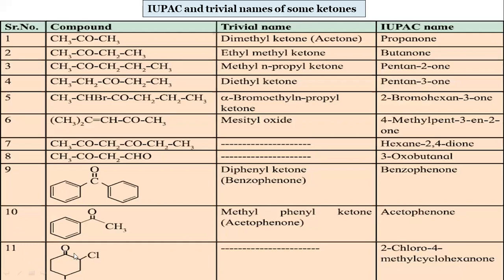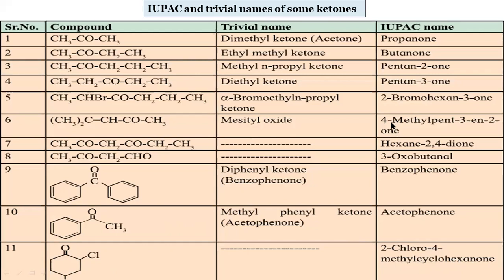At the second position, chlorine is there. So this carbonyl is considered as number 1. The second one is chlorine, and at the fourth position, a methyl group is there. So the name is 2-chloro-4-methyl cyclohexanone. Why is it cyclohexanone? Because the ring is a cyclohexane ring, and the name is 2-chloro-4-methyl cyclohexanone. So I think we have discussed many examples.